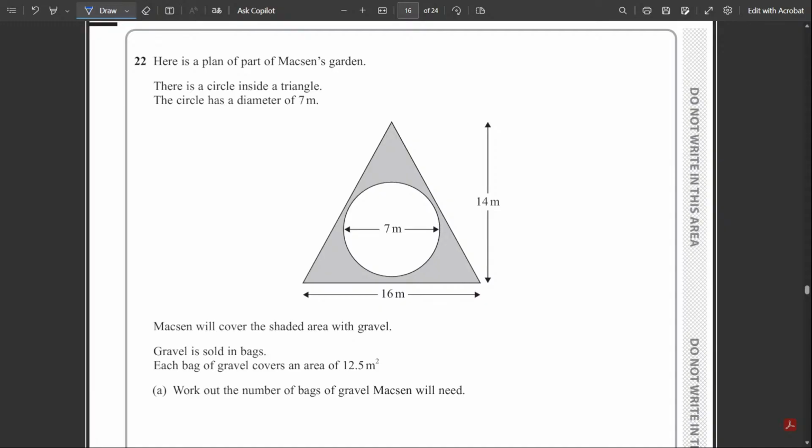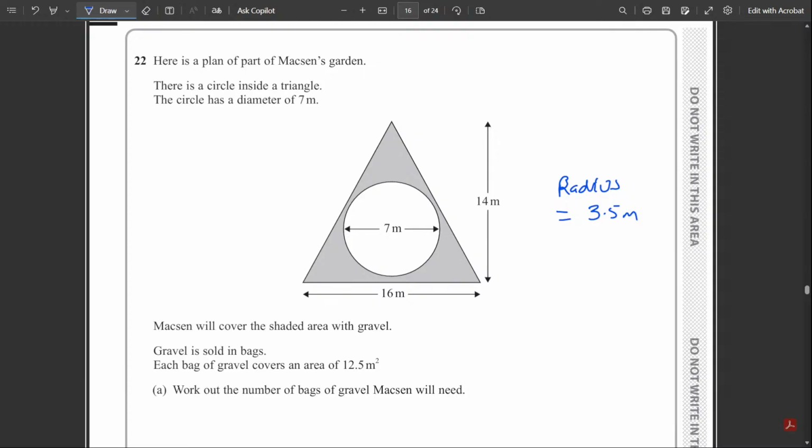Yeah, so here's the part of Maxine's garden. The circle inside the triangle has a diameter of 7 meters. So if the diameter is 7 meters, then the radius would be 3.5 meters. Maxine will cover the shaded area with gravel. So the shaded area means everything inside the triangle except the circle.